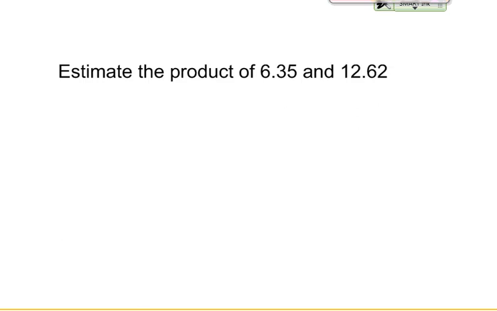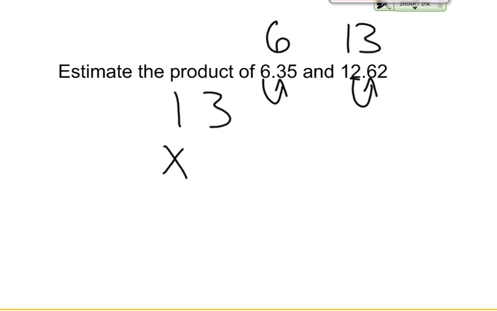Then it says estimate the product of 6.35 and 12.6. So it says estimate and then solve. Product means multiply. I'm looking at the 6, and I look back 1, and I'm going to estimate to the nearest whole number. 6, 3, that tells me this is going to stay a 6. Then I look at my 12.6, look back at the 6, that tells me round up, so that gives me 13. So I'm going to take 13 times 6, and I'm going to get that answer real fast.